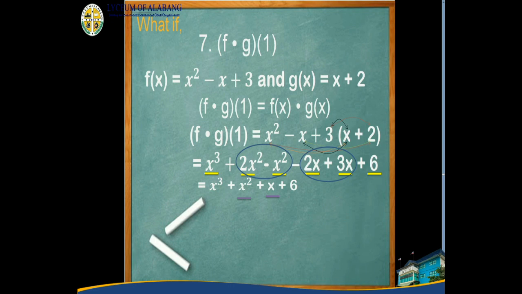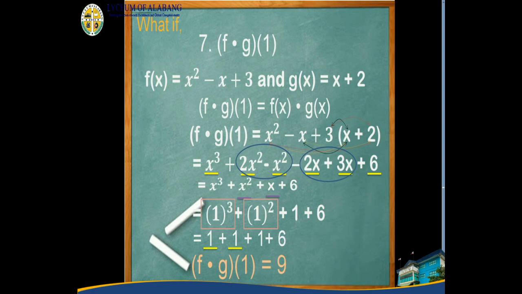Now, substitute the given value of x, which is 1. Okay, so we have 1 cubed plus 1 squared plus 1 plus 6. Then, simplify. 1 cubed is equal to 1. 1 squared is equal to 1. Therefore, the product of f times g of 1 is equal to positive 9.